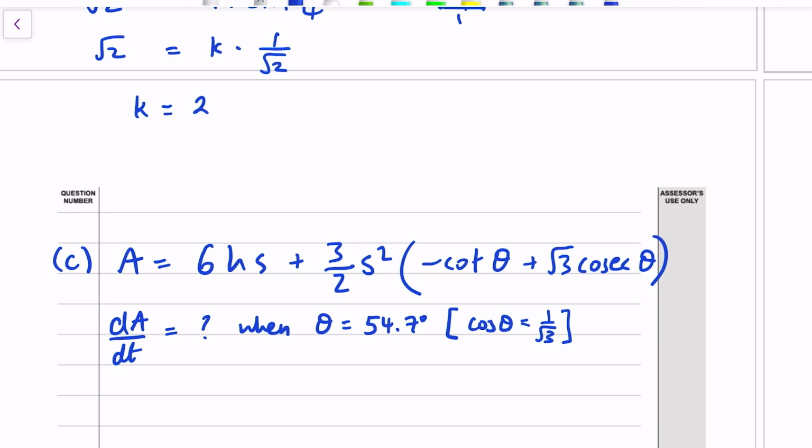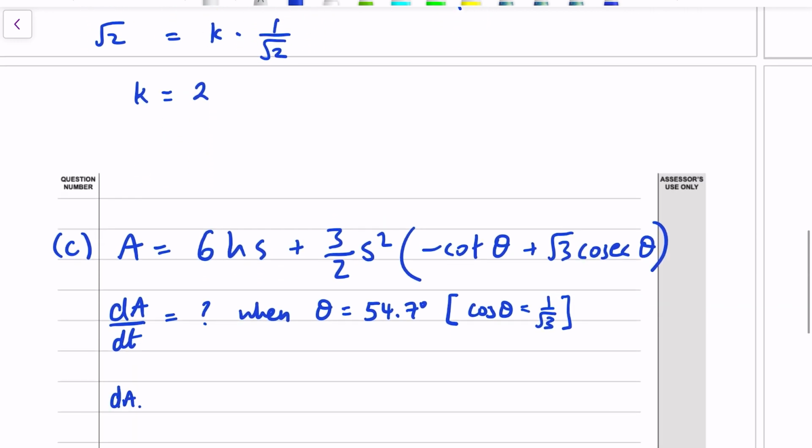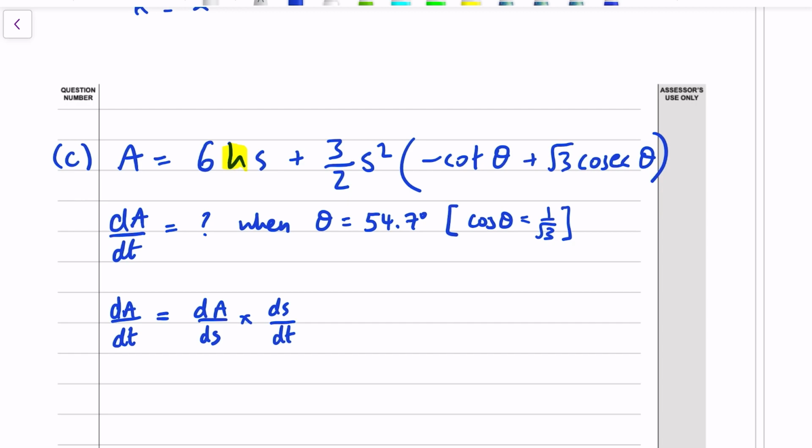Okay, so to find this rate, we're going to use the fact that we know what ds/dt is. This is a pretty typical merit level question. dA/dt is going to be equal to dA/ds multiplied by ds/dt. So I want to differentiate our function with respect to s. The problem is there's still that theta variable in there. The only one we can treat as a constant is the h. So I want to split this up further if I can.